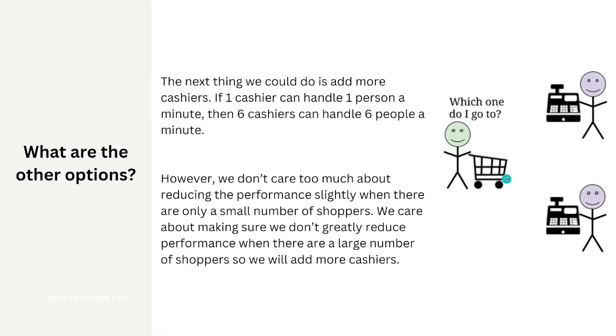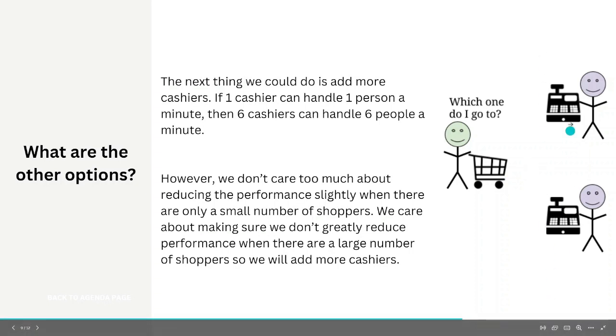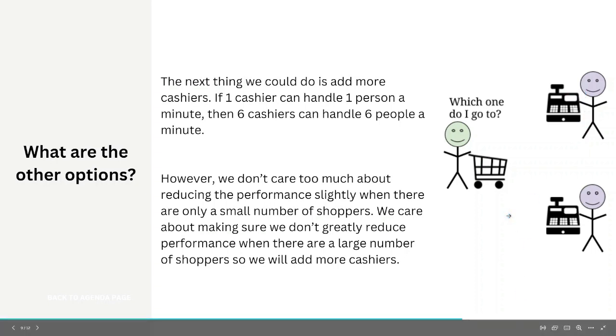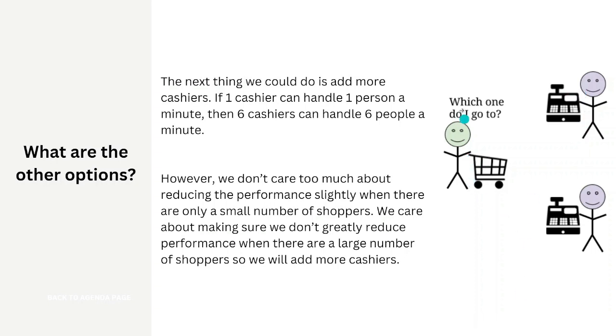So what are the other options that we can have? We can have multiple cashiers. So let's say we add 6 cashiers in our supermarket. Now, whenever a customer comes, he will have to spend 5 seconds deciding which cashier he should go to. So that is also not good, right? In that case, anyways, it will take 1 minute for any cashier to process his order. But now, 5 seconds are being spent by the customer to decide which cashier he should go to.